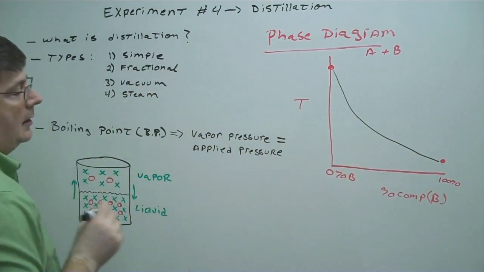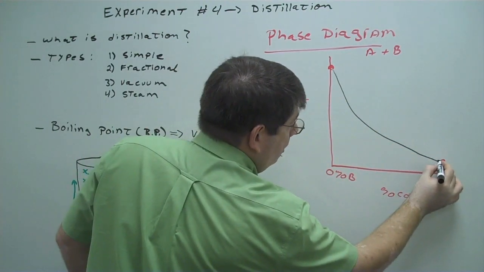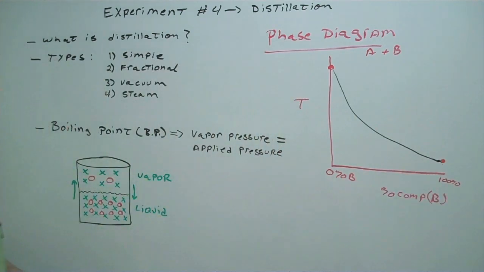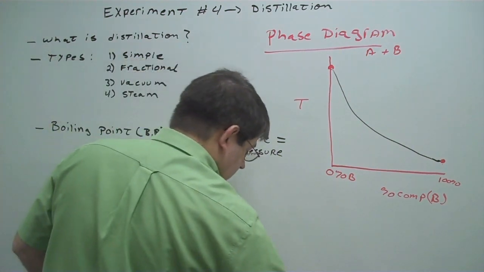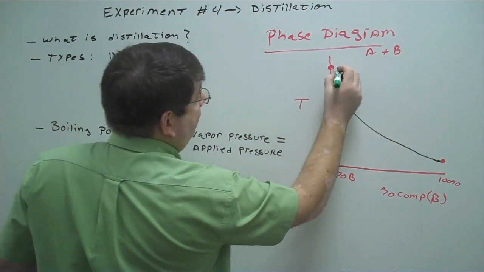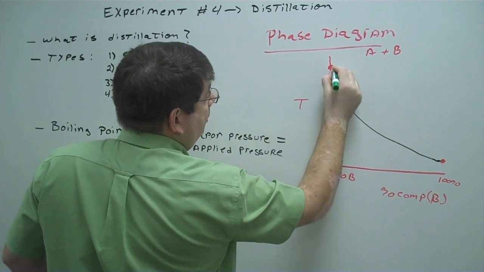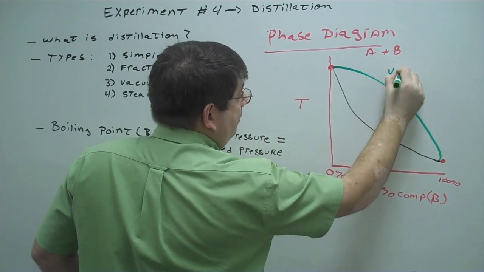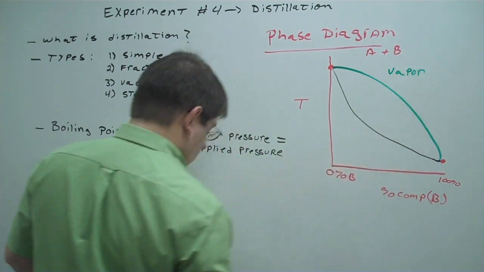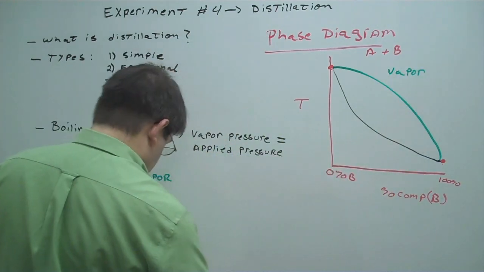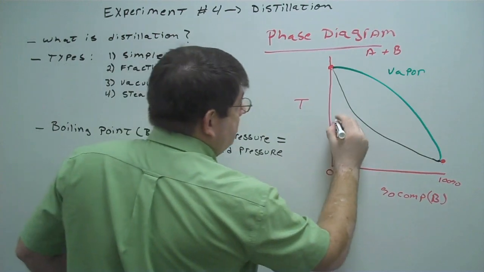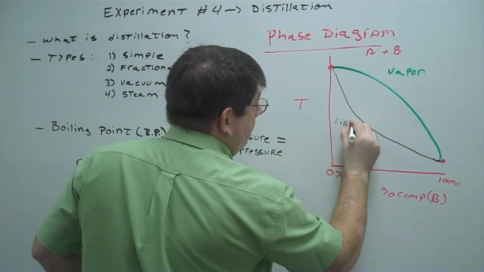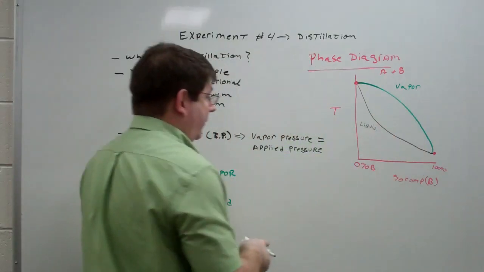Something that kind of looks like that. And if we look at the vapor composition, we see something similar as well. Let's go with green for the vapor. So this is the vapor. And this is the liquid. So liquid phase, vapor phase.